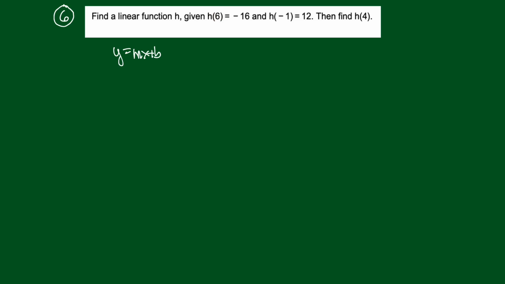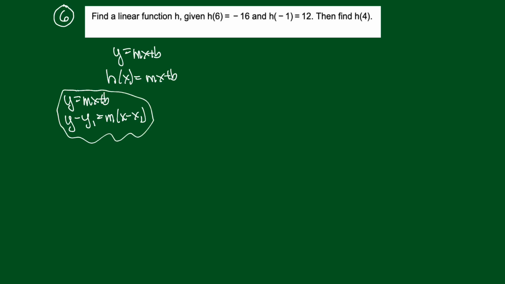So what we want to write is this: h of x equals mx plus b. So instead of y, we're just using the function notation. So this is what we want to find. Now, this is finding the equation. All right, as soon as I see equation, write the equation, I'm thinking of these two templates: y equals mx plus b, the slope-intercept form, and y minus y1 equals m times x minus x1. Those are the two templates.